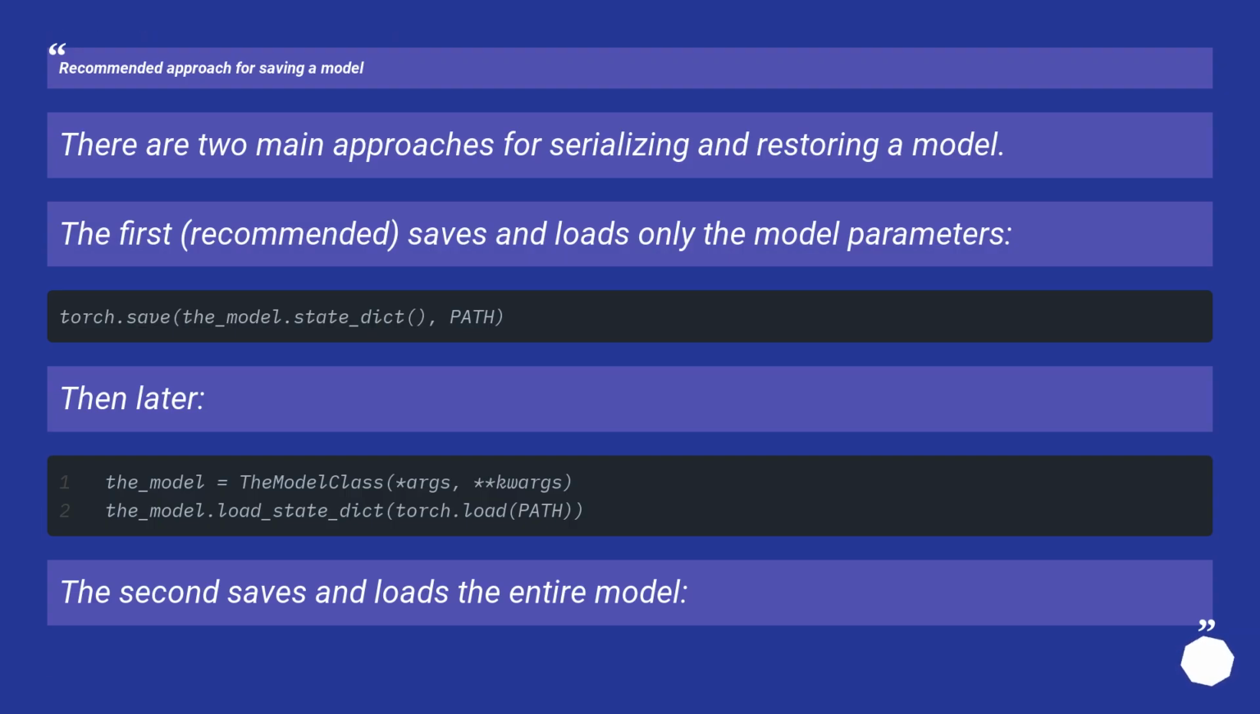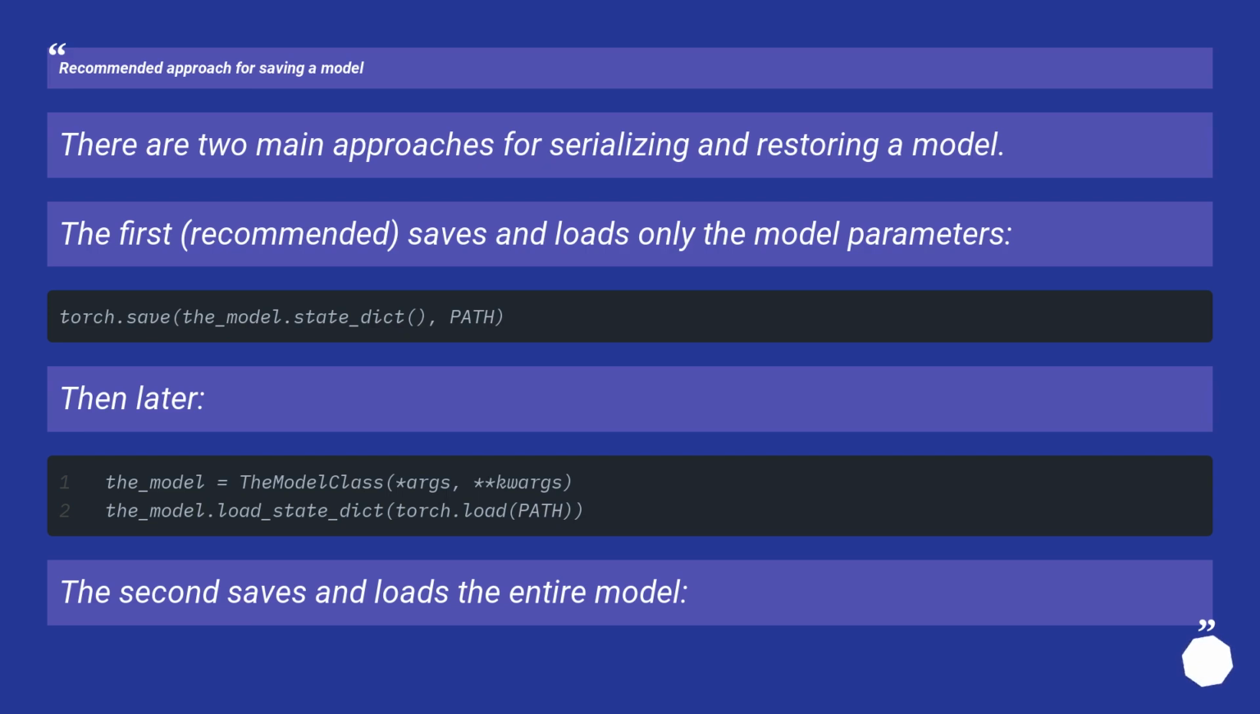Found this page on their GitHub repo. Recommended approach for saving a model. Here are two main approaches for serializing and restoring a model. The first, recommended, saves and loads only the model parameters.